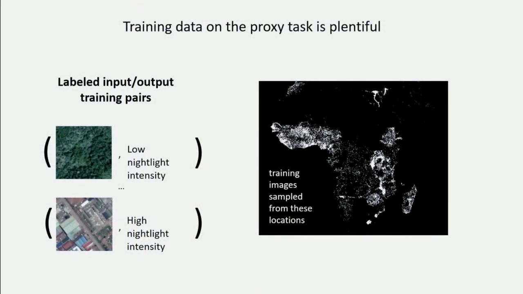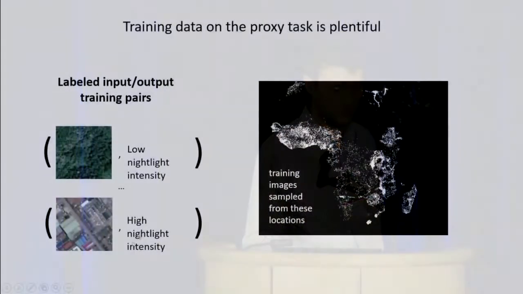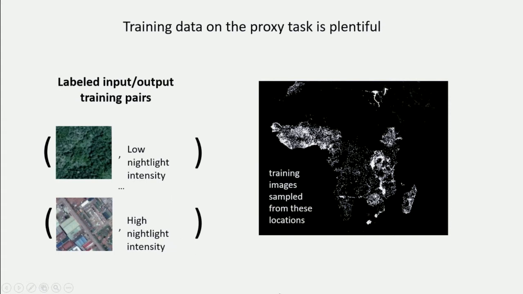We're going to try to leverage this data, which is plentiful, and try to figure out whether we can train a neural network to take as input a daytime satellite image of a given location and try to predict how dark or bright that location is going to be at night. So for example, if you see an image of a forest like here, then it's probably going to be pretty dark at night. While if you have an image of some kind of city, then it's probably going to be fairly bright at night.